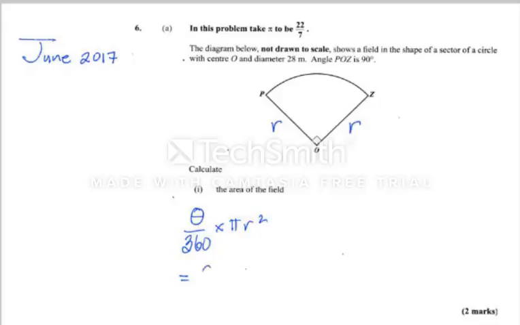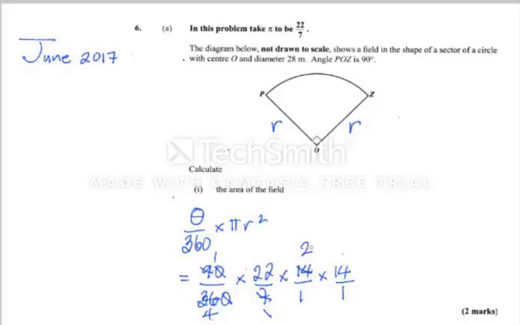So that would be 90 over 360 times pi, which is 22 over 7, times r, which is 14. The diameter is 28, so the radius is 14, times 14. Okay, so 0 cancels 0. 9 into 36 goes 4 times. 7 into 14 goes 2 times. 2 into 2, 1. 2 into 4 is 2. And 2 into this 2 is 1. 2 into 22 is 11.